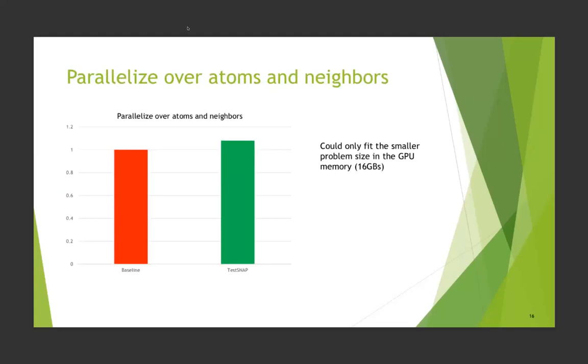So then we applied the same technique and distributed the work even across the neighbor dimension, and we were within competing distance of the baseline performance. But a disadvantage of this was that this greatly increased our memory footprint, because now we had to store both atom and neighbor specific information across the kernels. It increased so much that we could no longer fit the figure of merit benchmark problem within the GPU memory, which is 16 gigabytes. And next slide.